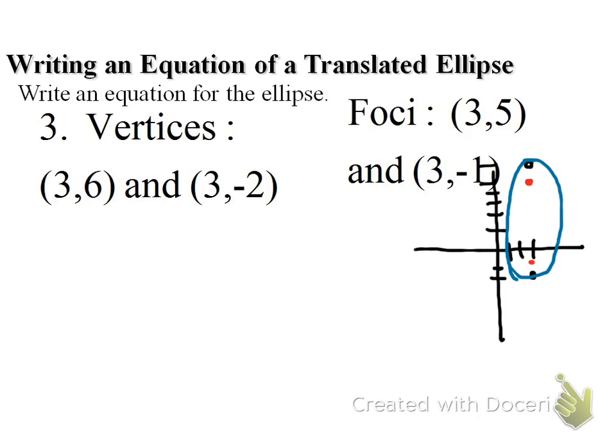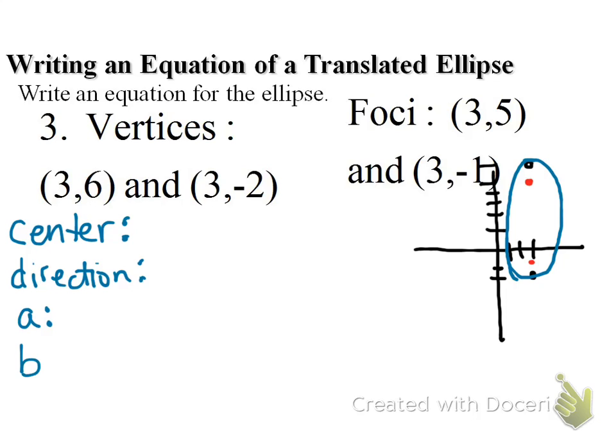So there are a few things I need before I can write the equation, right? I need the center. I need to know the direction that our axis is going, our major axis. I need to know A, right? And I need to know B. Once I have all those things, I'm pretty sure I can write the equation.